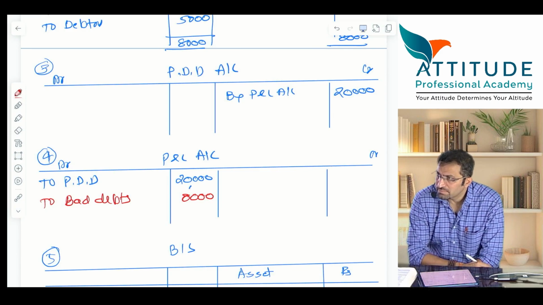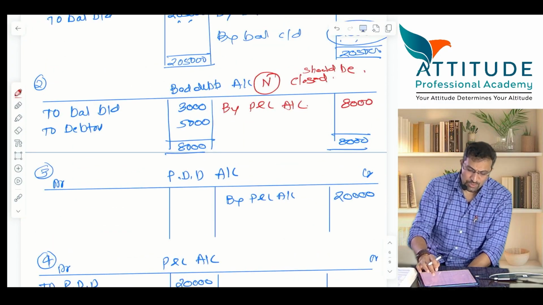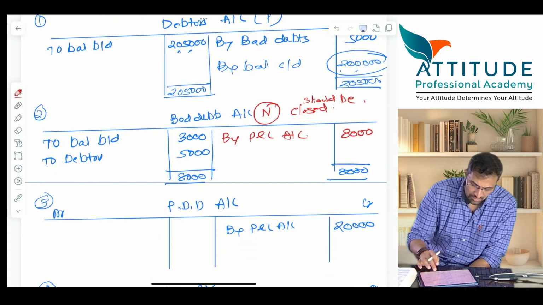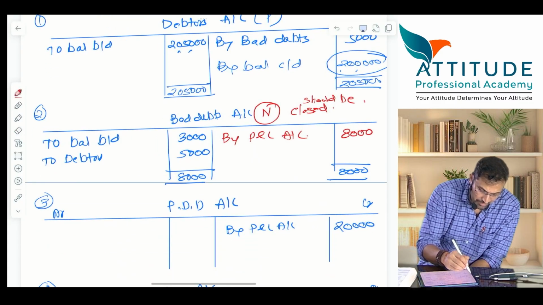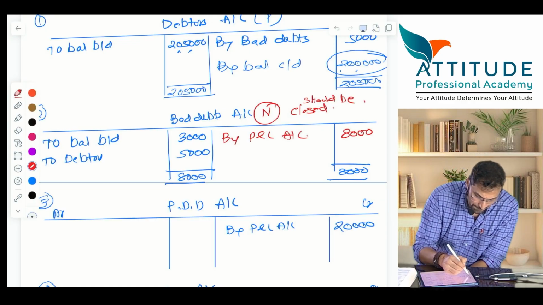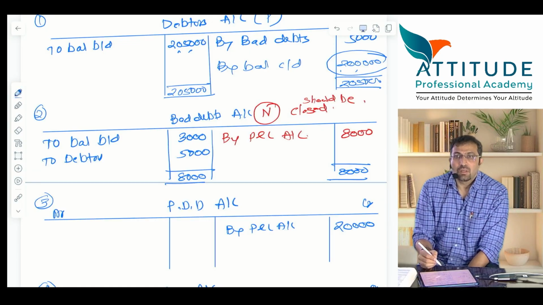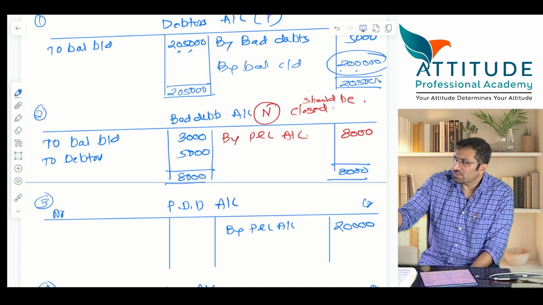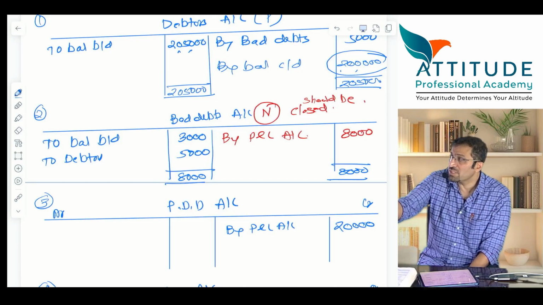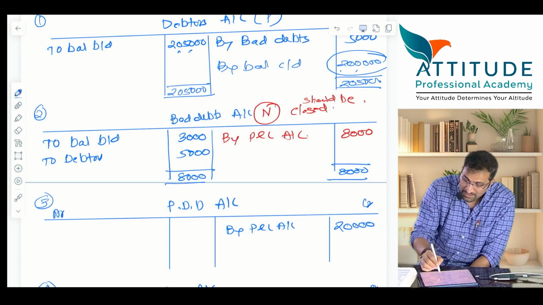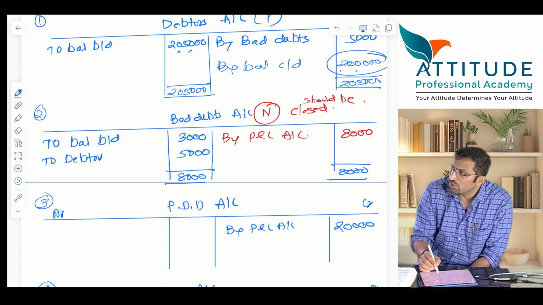Clear? Okay. Now I'll ask you a question. Sir, debtors is personal, bad debts is nominal. What is PDD? PDD personal, real or nominal? It's a provision, and provision you have created means it is a future liability. It is not exactly future liability, probable loss. Correct? Though it is nominal, but it will be taken as a balancing figure.